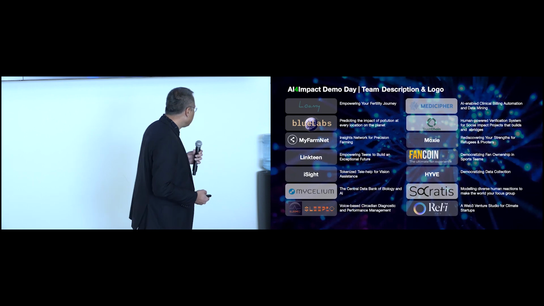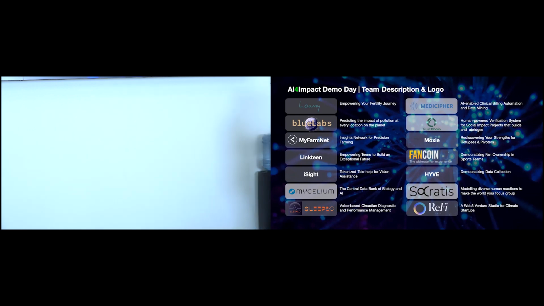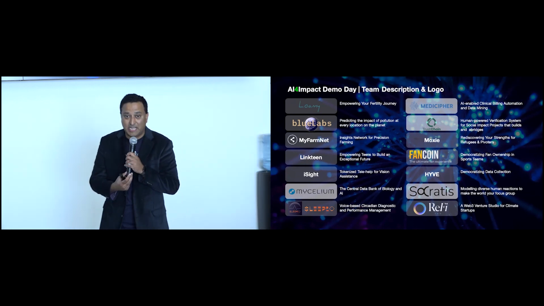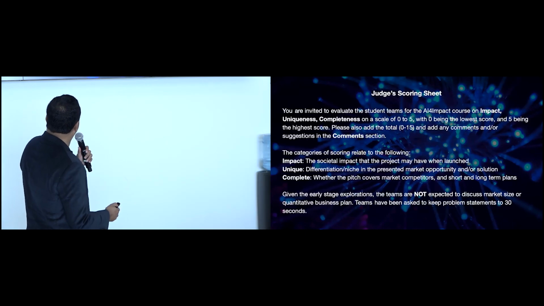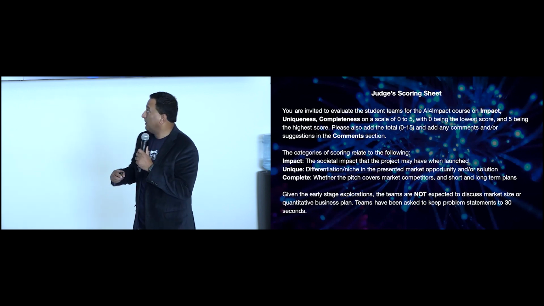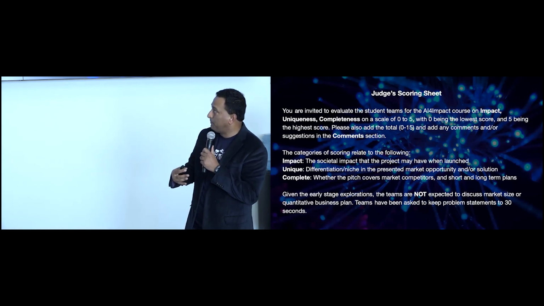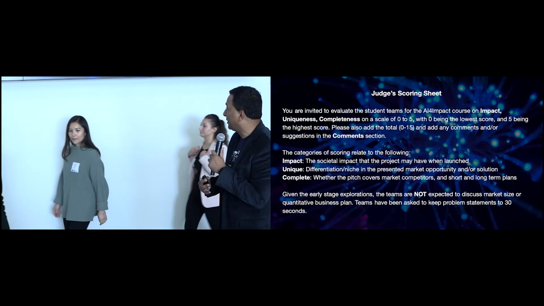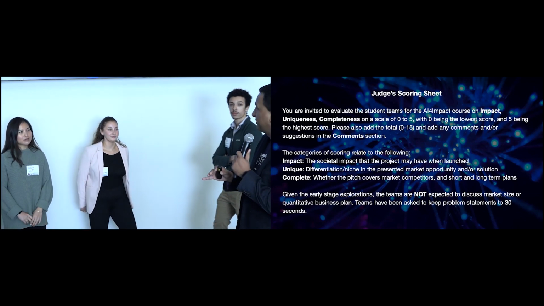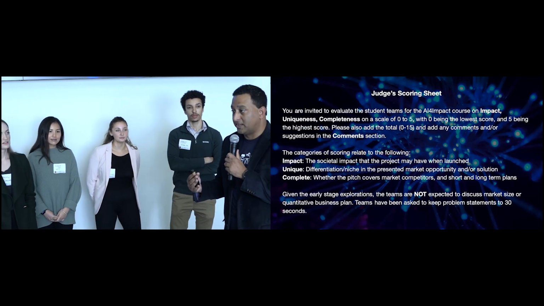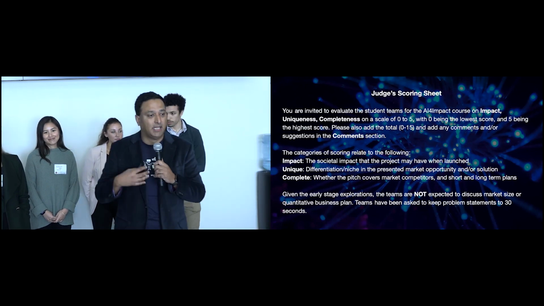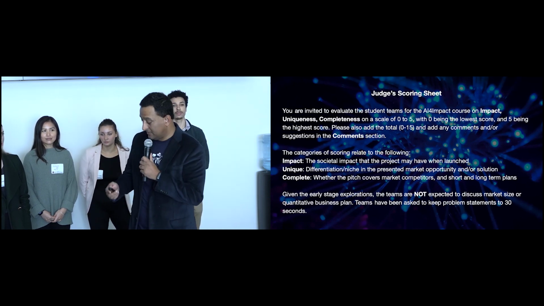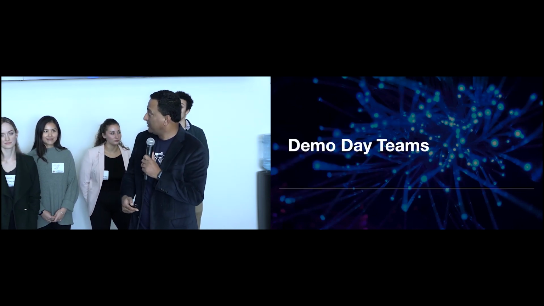So here's a list of the teams in order. Ramesh? Yeah. All right. Let's get started. 3 minutes you have. And the instructions we have for our judges is to focus on impact, uniqueness, and completeness. But because this is an early stage exploration, the teams are not expected to discuss the market size or a quantitative business plan. So it's really about the idea and its viability in terms of impact, uniqueness, and completeness. With that, let me hand it over to the first team.